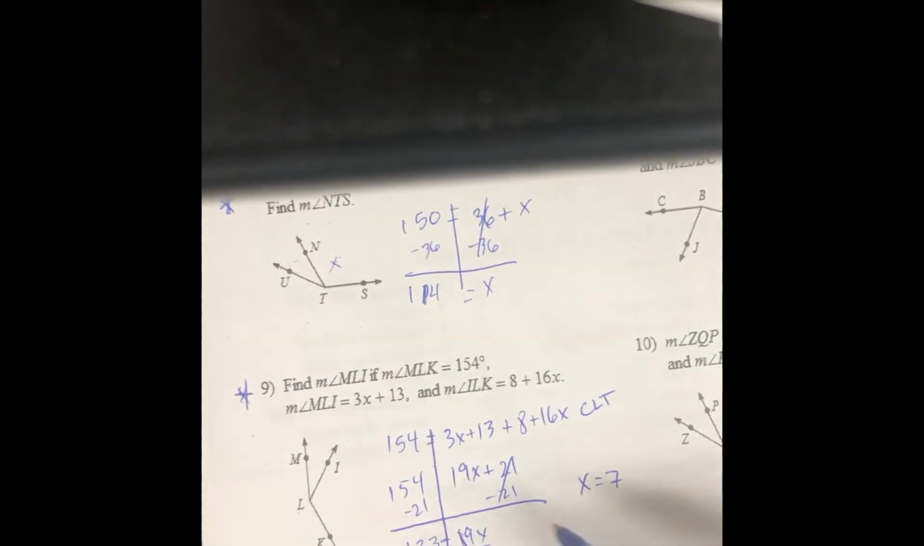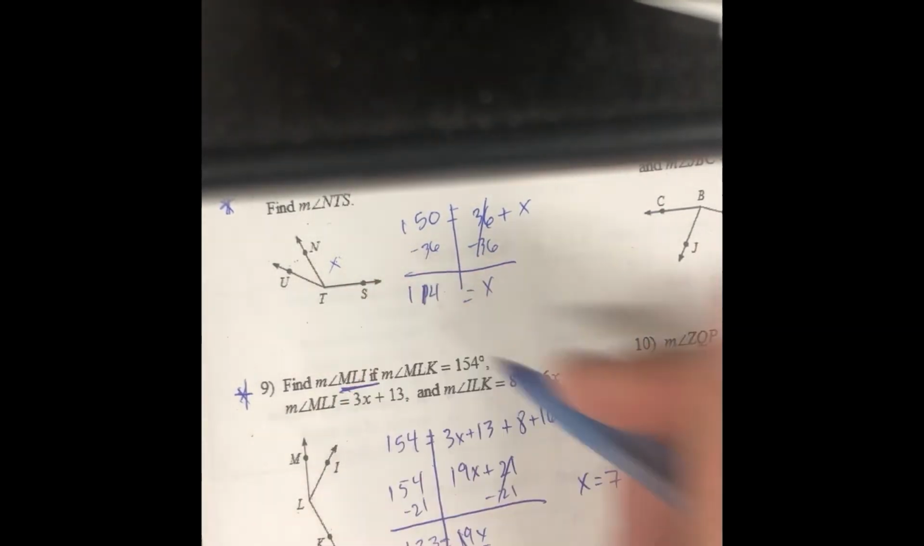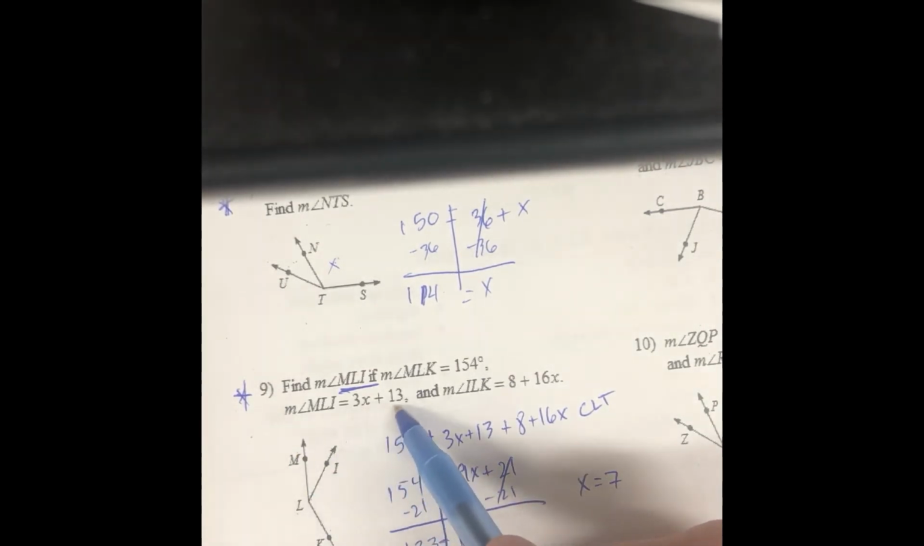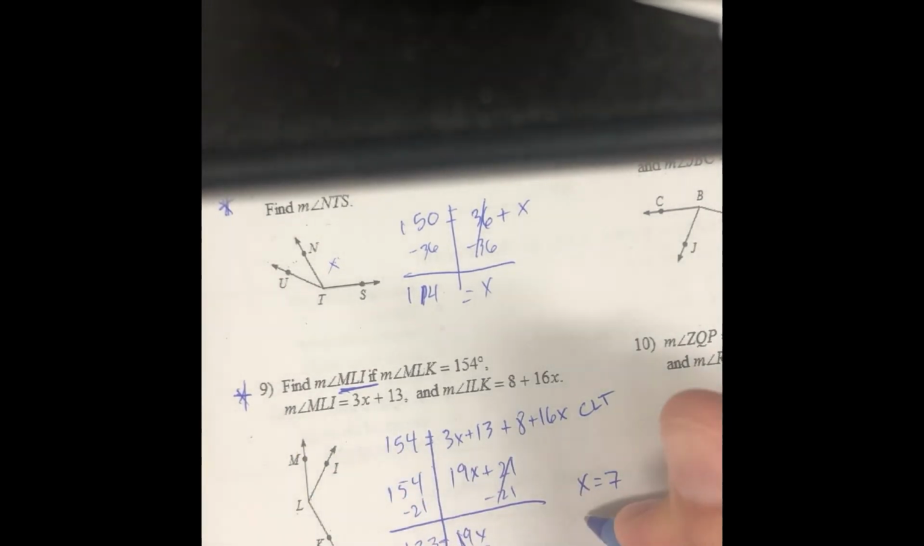Don't forget that you should always go back and check the problem because it might not be solved for x. Like here, we're not solving for x, we're solving for MLI. So this part here is 3x plus 13. So that's 3 times 7 plus 13, which is 21 plus 13, is 34.